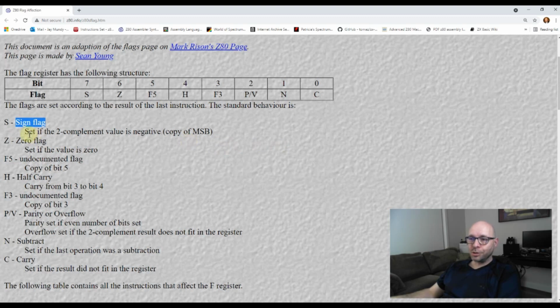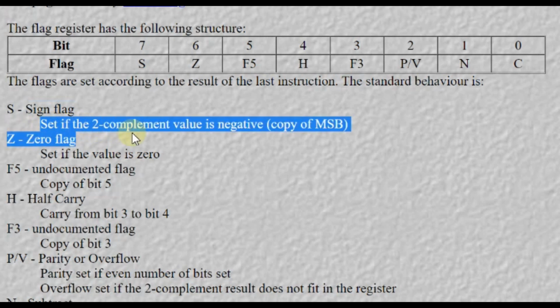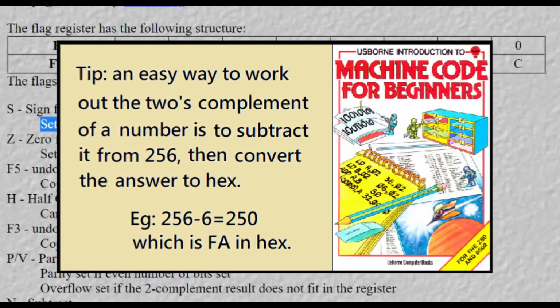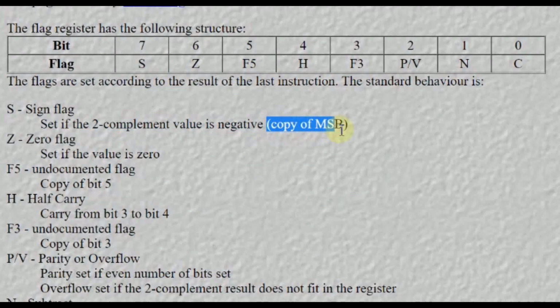So now let's read this description again and see if it makes more sense. It says the sign flag gets set if the 2's complement value is negative. 2's complement is the process we use to determine negative values, so if the value is negative, this flag gets set. And it says copy of MSB, the most significant bit. If that's turned on, the value is negative, so the sign flag is also turned on, because they both indicate a negative number.